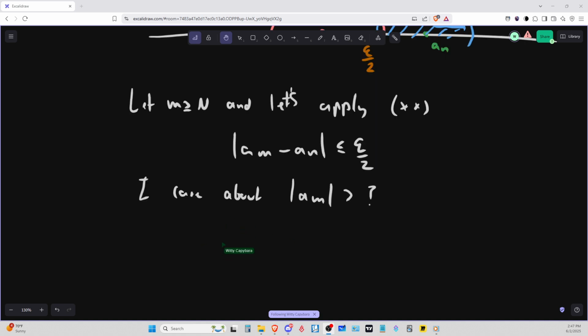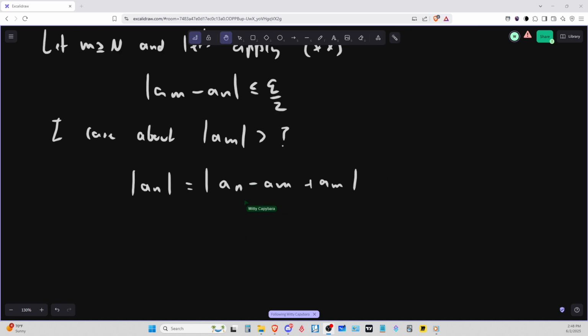How I'm going to use the triangle inequality is that I know that AN can be written as, again using some clever writing, AN minus AM, and then we add the thing we just removed. Now we have a sum of two things, so we can use the triangle inequality on that. We get the absolute value of AN minus AM plus the absolute value of AM.